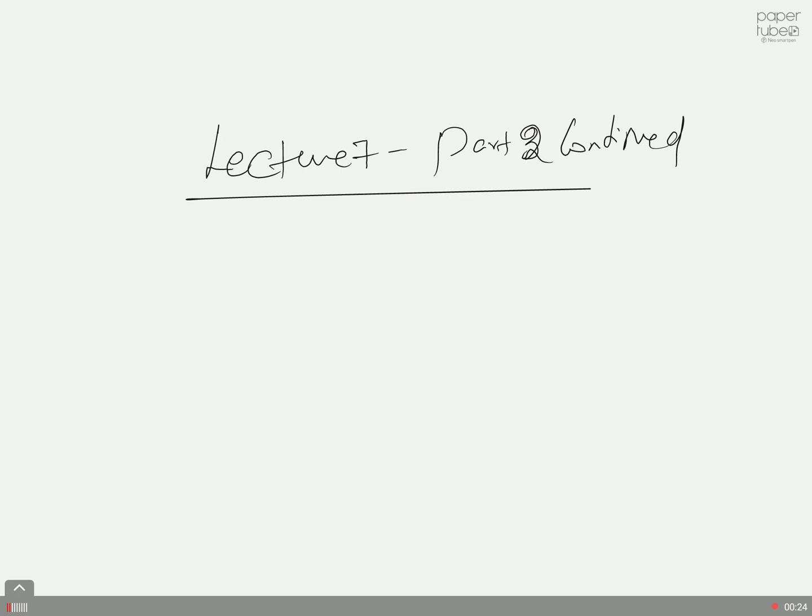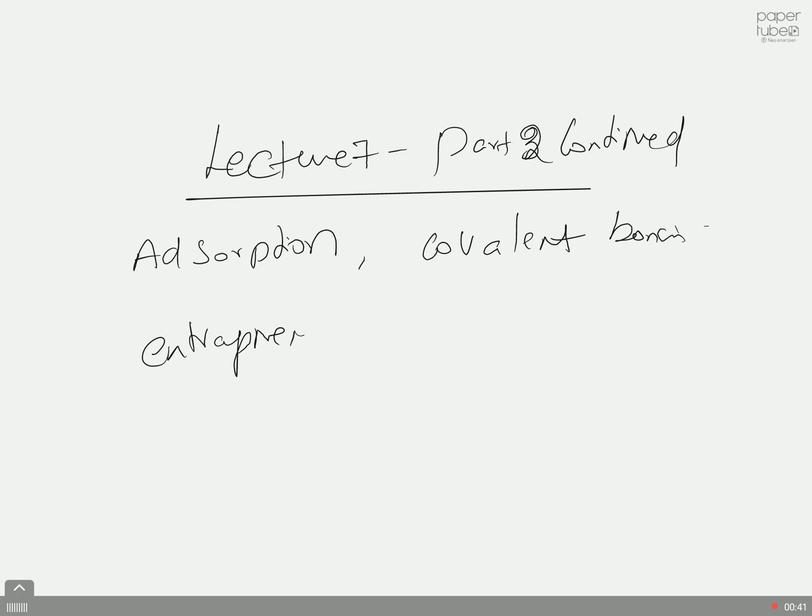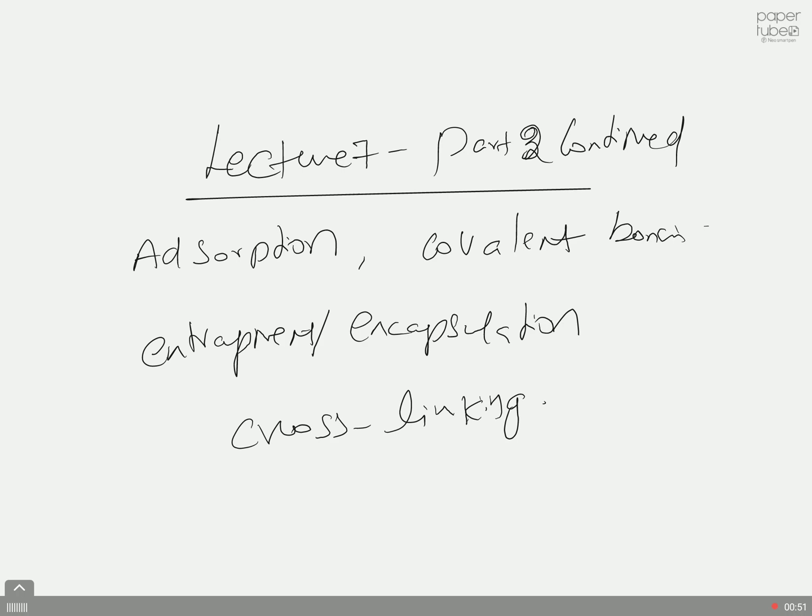So there are four different techniques to immobilize an enzyme. One is adsorption, another one is covalent bonding, another one is entrapment or encapsulation, and another one is cross-linking. So let's go one by one.